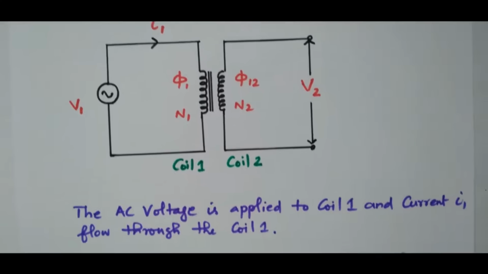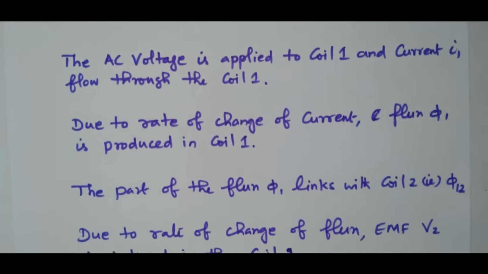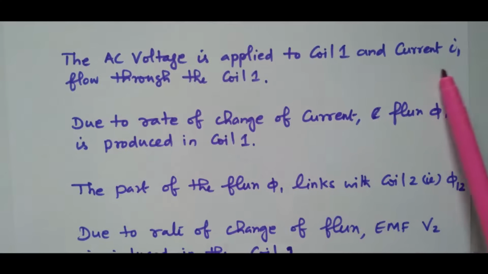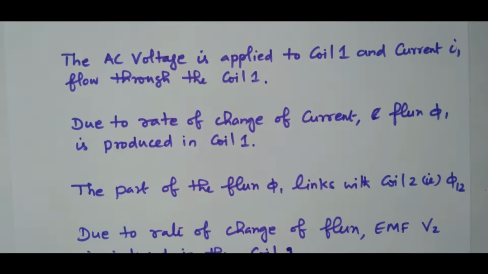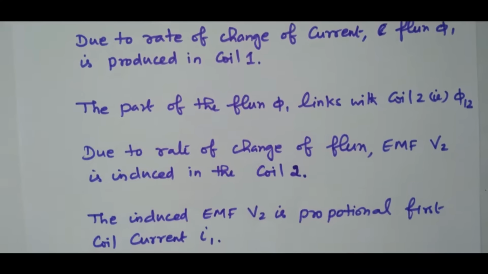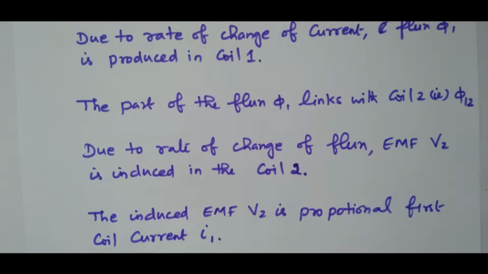Right. Now we'll see the description. What we discussed is given as a description. The AC voltage is applied to coil 1 and current I1 flows through coil 1. Due to the rate of change of current, flux phi 1 is produced in coil 1. The part of the flux phi 1 linked with coil 2 is phi 12. Due to this rate of change of flux, EMF V2 is produced in the second coil. So this induced EMF is proportional to the current in coil 1, I1.